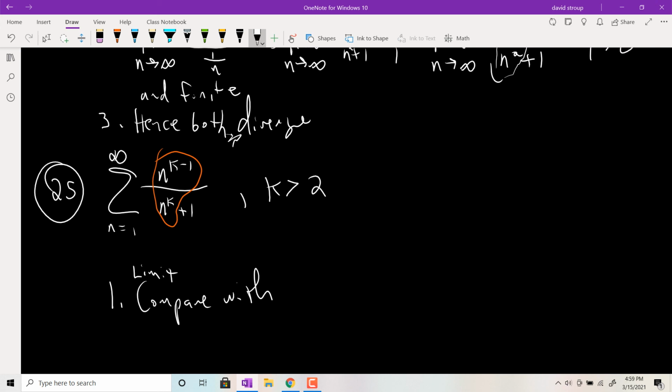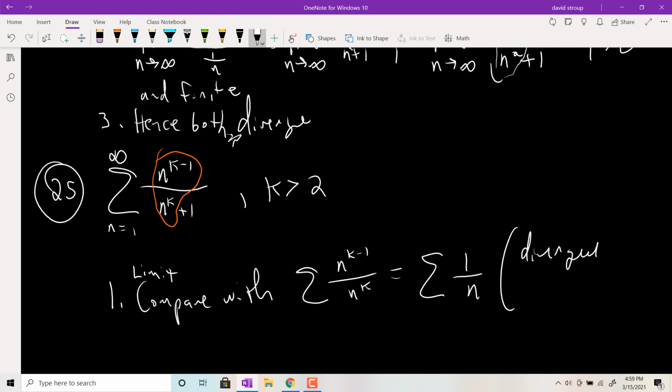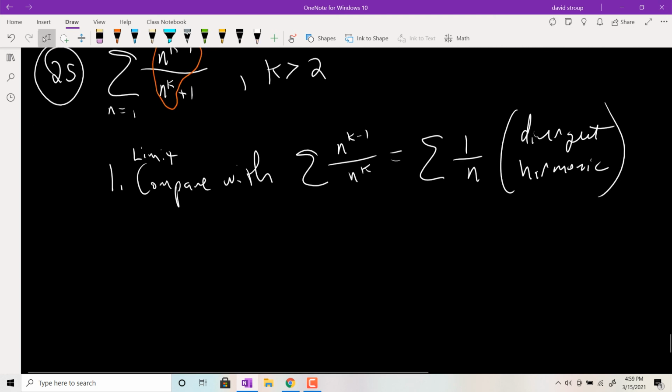Limit compare with the series n to the k minus 1 all over n to the k, which is actually the series n to the k minus 1 minus k, which is n to the negative 1. So it's just going to end up being 1 all over n, which is, again, the divergent harmonic series. Okay. Then, secondly, note your limit.